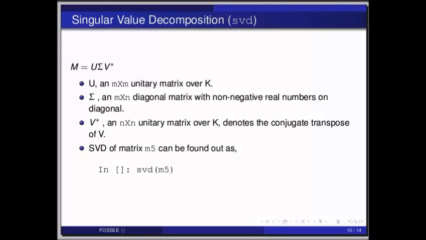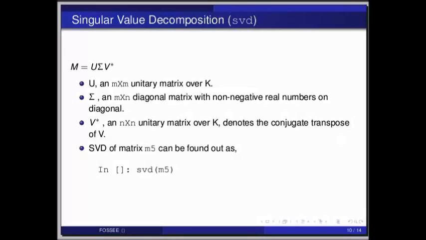Now let us learn how to do the singular value decomposition, or SVD, of a matrix. Suppose M is an m cross n matrix whose entries come from the field K, which is either the field of real numbers or the field of complex numbers. Then there exists a factorization of the form M is equal to U sigma V star, where U is an m by m unitary matrix over K. The matrix sigma is an m by n diagonal matrix with non-negative real numbers on the diagonal, and V is an n by n unitary matrix over K, where V star denotes the conjugate transpose of V. Such a factorization is called the singular value decomposition of M.